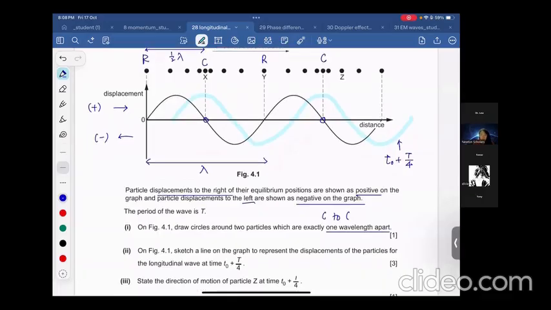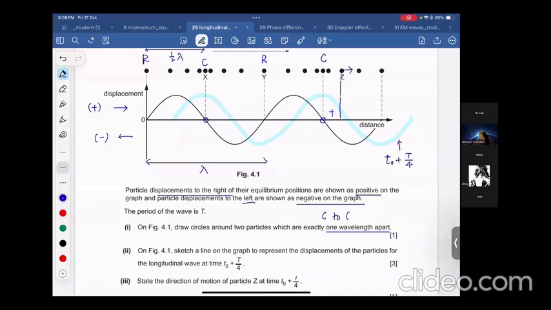Okay, then we look at number 3. State the direction of motion of particle Z. How is particle Z moving? Particle Z is somewhere here. Particle Z is still at the positive displacement, still at the positive area here. So how does it move? It will move to the right.